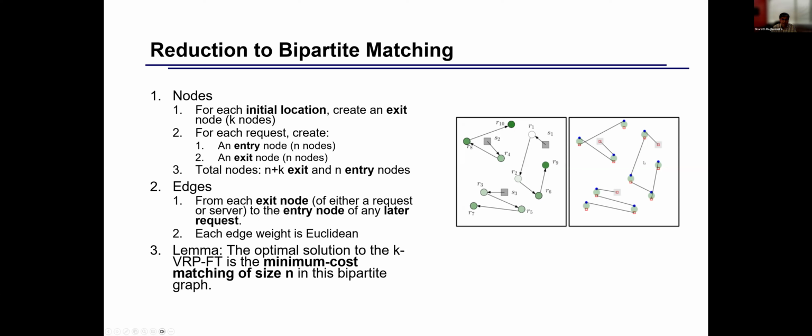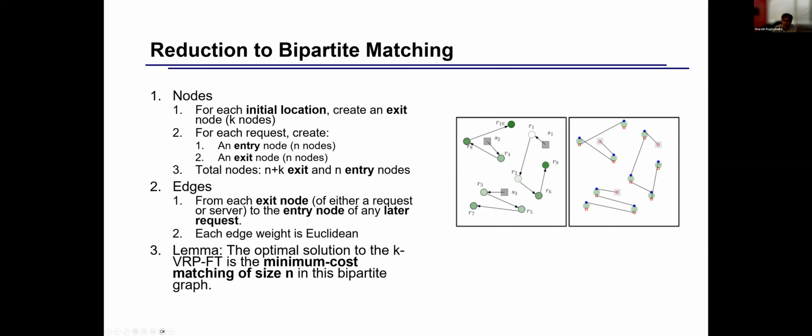If you think about it a little bit, it becomes obvious why this is the case. Remember this graph has n plus k exit nodes and n entry nodes, and we're computing a matching of size n. So there are exactly k exit nodes that are unmatched. You can take those unmatched exit nodes. They would either correspond to a request or to an initial server location, because the exit nodes only come from these. If it's a request, then you can treat this as the last vertex on the path and then backtrack to compute the entire path.